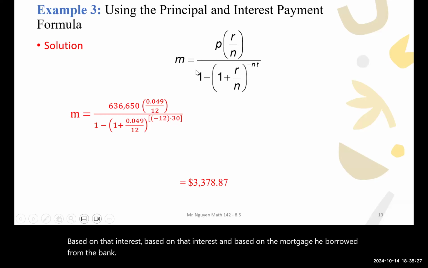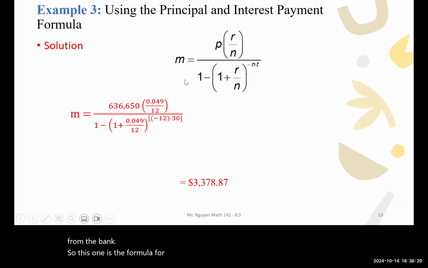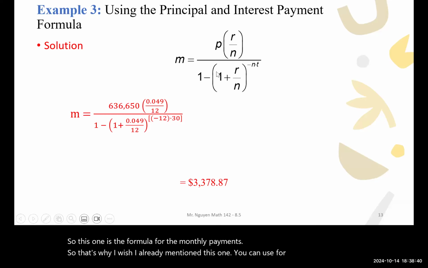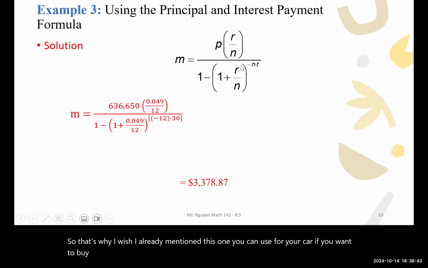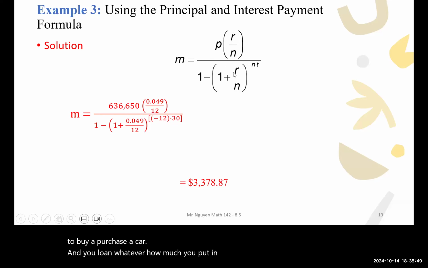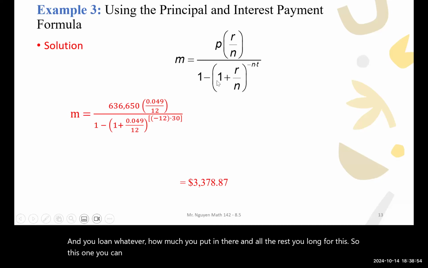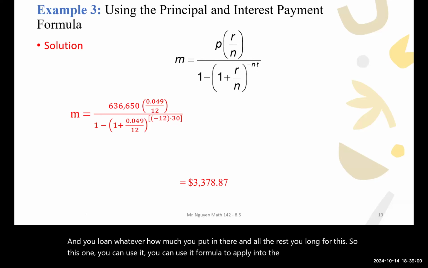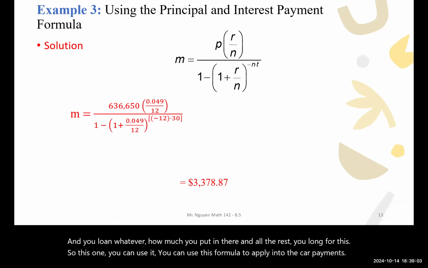Okay. So this one is the formula for the monthly payment. As I already mentioned, you can use this for your car. If you want to purchase a car and you put some money down and loan the rest, you can use this formula to apply to the car payments. Okay. Good? Yeah. Okay.